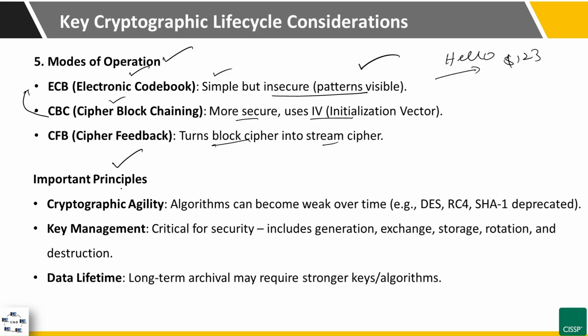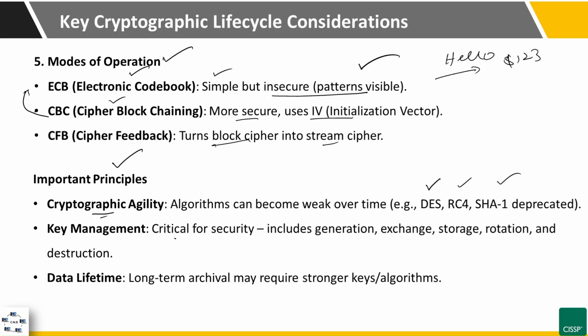Some important principles. First one is cryptographic agility. Algorithms can become weak over time. For example, DES, RC4, and SHA-1 have become weaker over time, and nowadays they are insecure and deprecated. They cannot be used anymore.